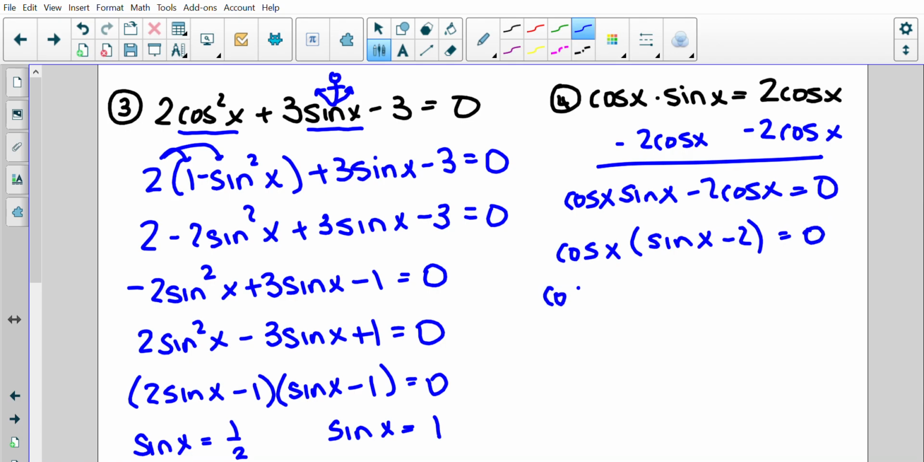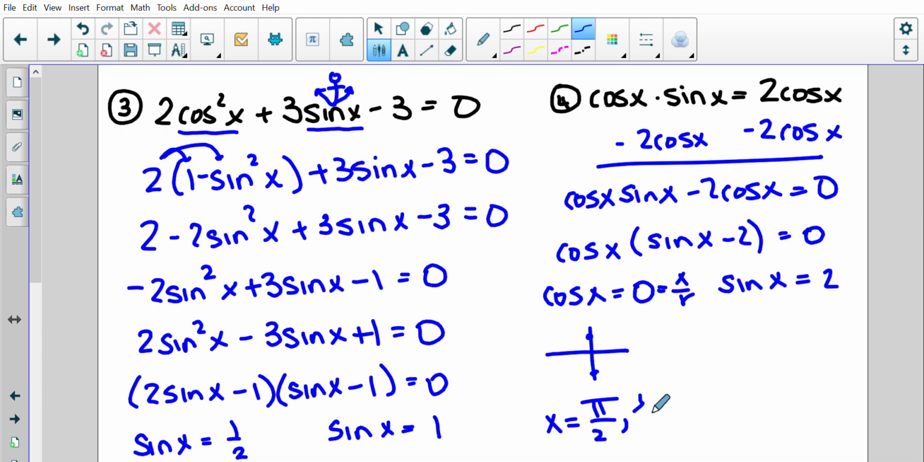And then we set each factor equal to 0. So here we get cosine x equals 0, and here we get sine x equals 2. Okay, so cosine equal to 0, again, we did that in a previous example. Remember, this is the ratio x over r, so it's really where x is 0, which is up here and down here. And those radian measures would be pi over 2 and 3 pi over 2.